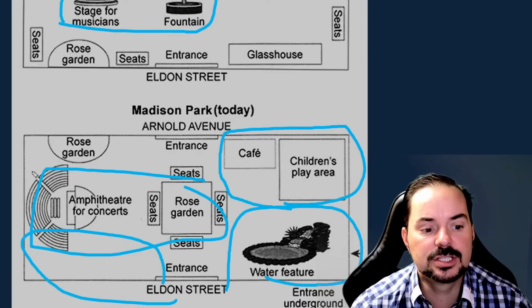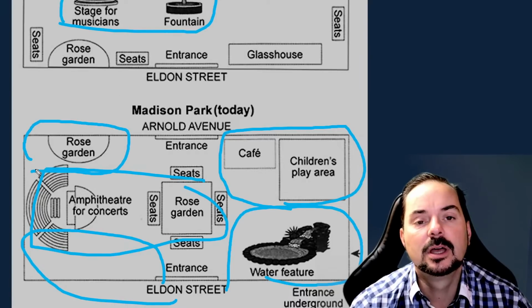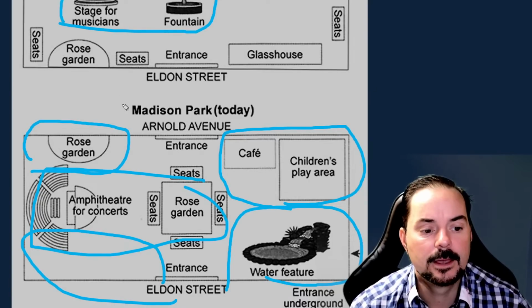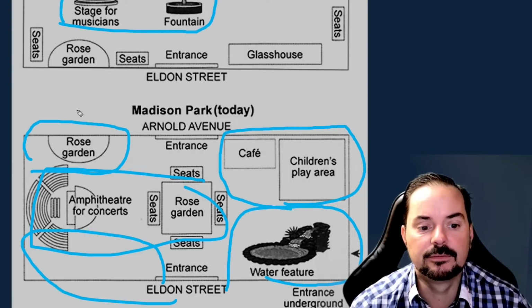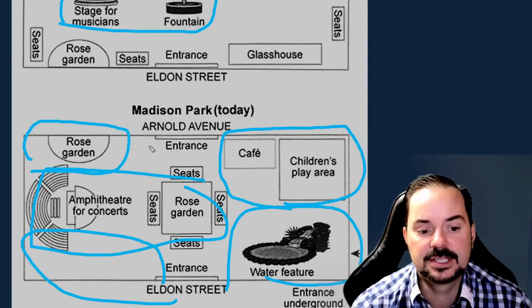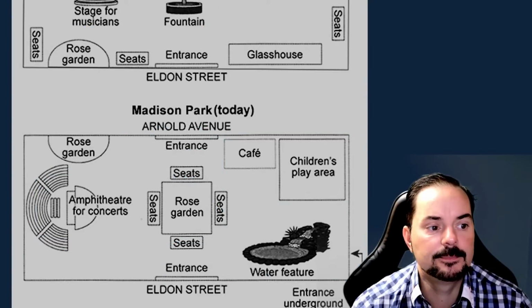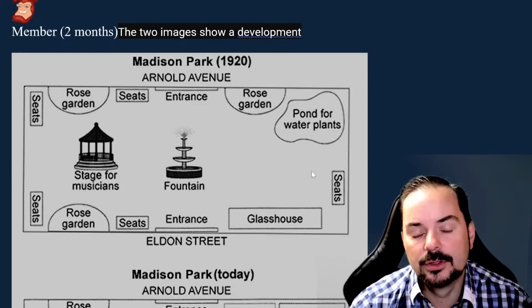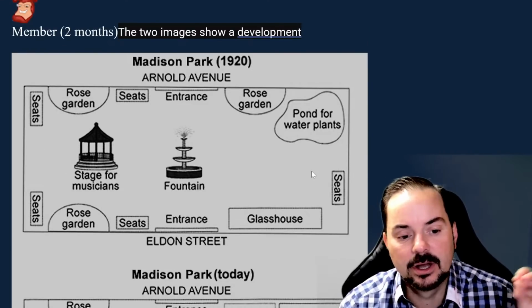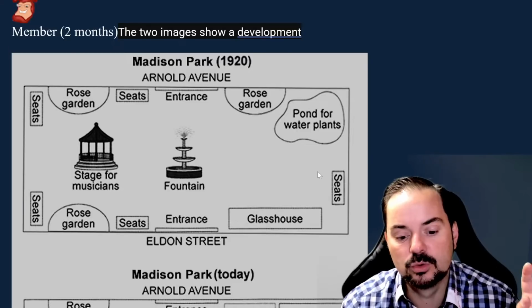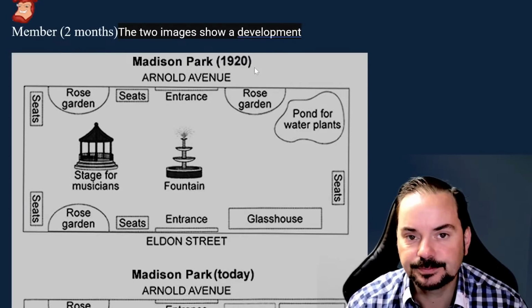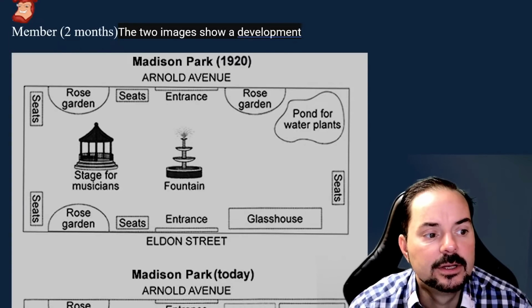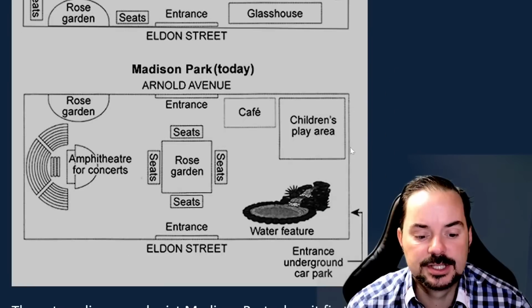Really, it's just this rose garden up in the western region of the park that has kind of stayed the same. The entrances have stayed the same. Okay, all right. So for the overview, we're not going to get into all the little nitty-gritty details like, oh, there's a new greenhouse or a new water feature instead of the greenhouse, but just kind of the general concept.